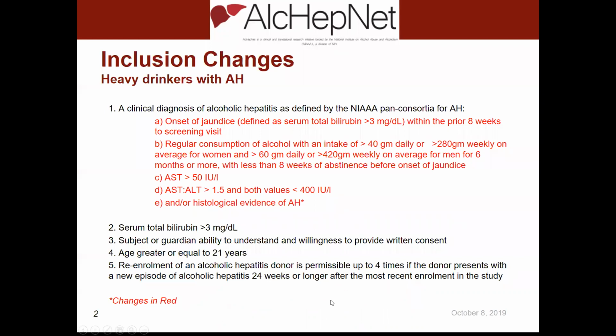Everything that has changed in the protocol will be in red, so I'll go through all the changes. The first one is in the inclusion changes for heavy drinkers with alcoholic hepatitis. It's now defined by NIAAA standards, so it's a little more clear. You can see that they added the onset of jaundice within a prior 8 weeks, regular consumption is the same, AST above 50, AST and ALT greater than 1.5, and any histological evidence of alcoholic hepatitis. So that's one of the changes.